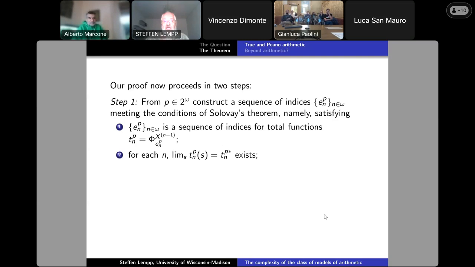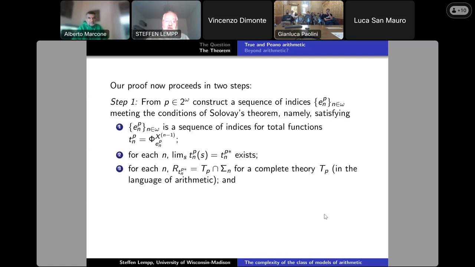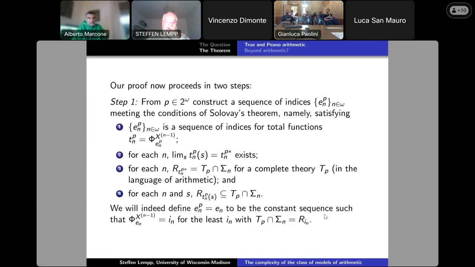Second, these functions TPn all converge pointwise. Third, for every n, we have that the final index of the TP star nth row is actually the correct sigma n fragment of TP, which is this complete theory, either TA or T sub n. And furthermore, for any n and s, any approximation to this is going to be a subset of the true sigma n fragment of T. So this is what we have to achieve according to the conditions of this theorem.